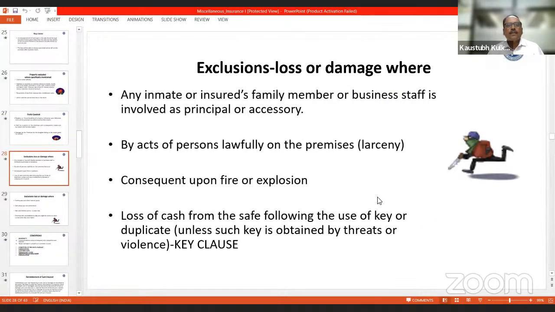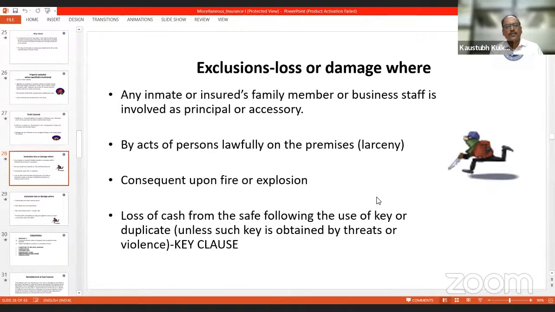What are the exclusions? Any inmate or insured's family members or business staff, when they are involved as a principal or accessory. So if there is any collusion between the business staff and that particular thief or burglar, those will be excluded. Also excluded are acts of persons lawfully on the premises, as I already described, the customers or lawfully engaged persons or lawful entrants of the premises. Any acts done by these persons are termed as larceny only, and that is not covered.